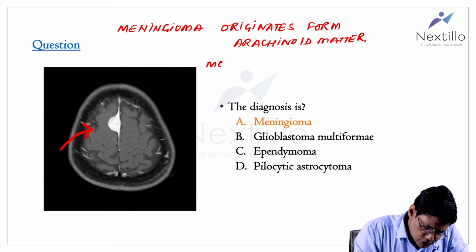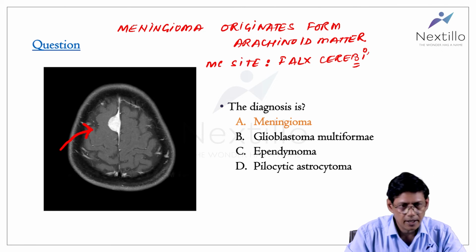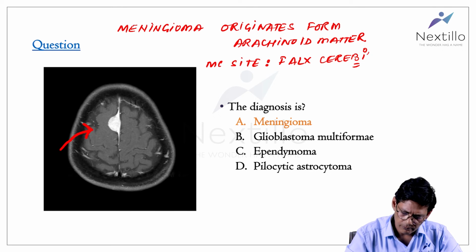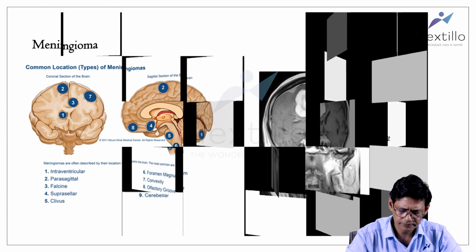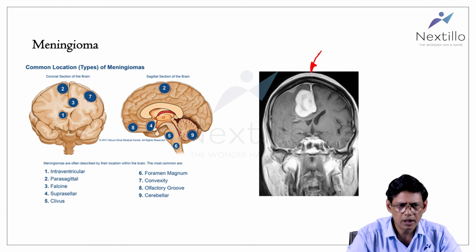The most common site of meningioma is the falx cerebri. And this is the picture where we see it. One more picture of this meningioma. Here, once again, we see the tumor attached to the falx cerebri. This is once again the meningioma.